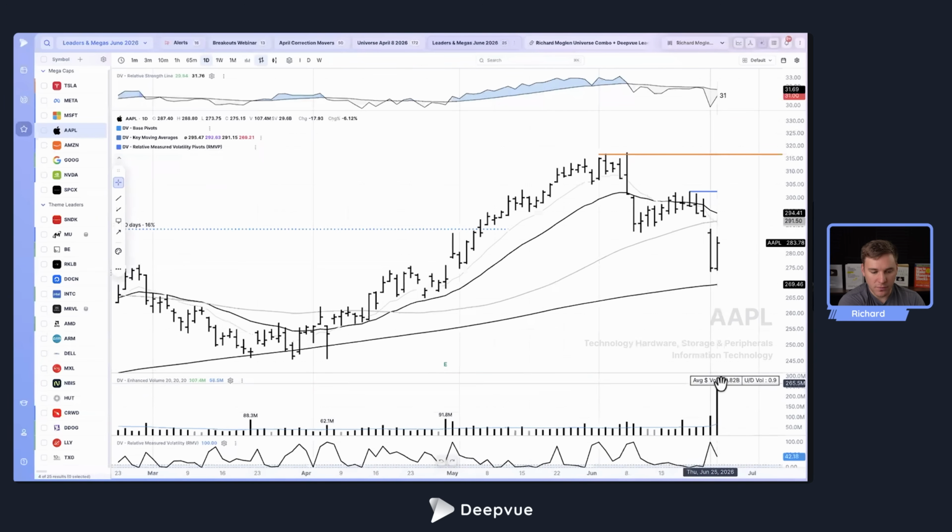I like seeing the dollar volume here and the up-down volume ratio. And then this is RMV, and I've done many webinars on RMV. Let me know in the chat, do you guys use RMV? Do you guys use the RMV pivots? Let me know if you guys find that useful, but that's my overall setup.